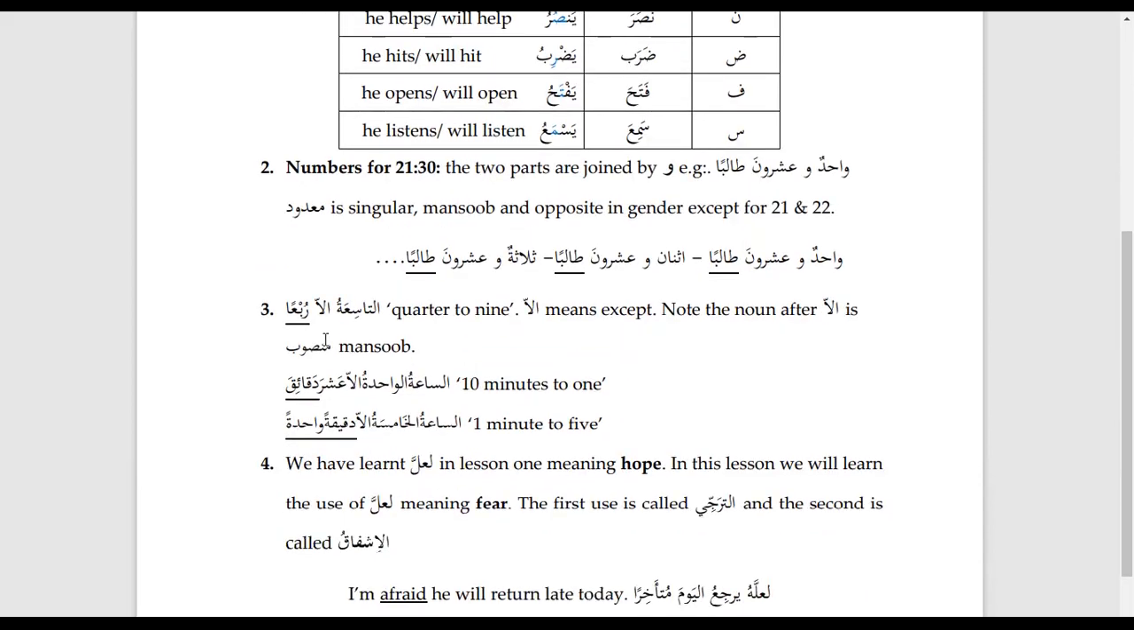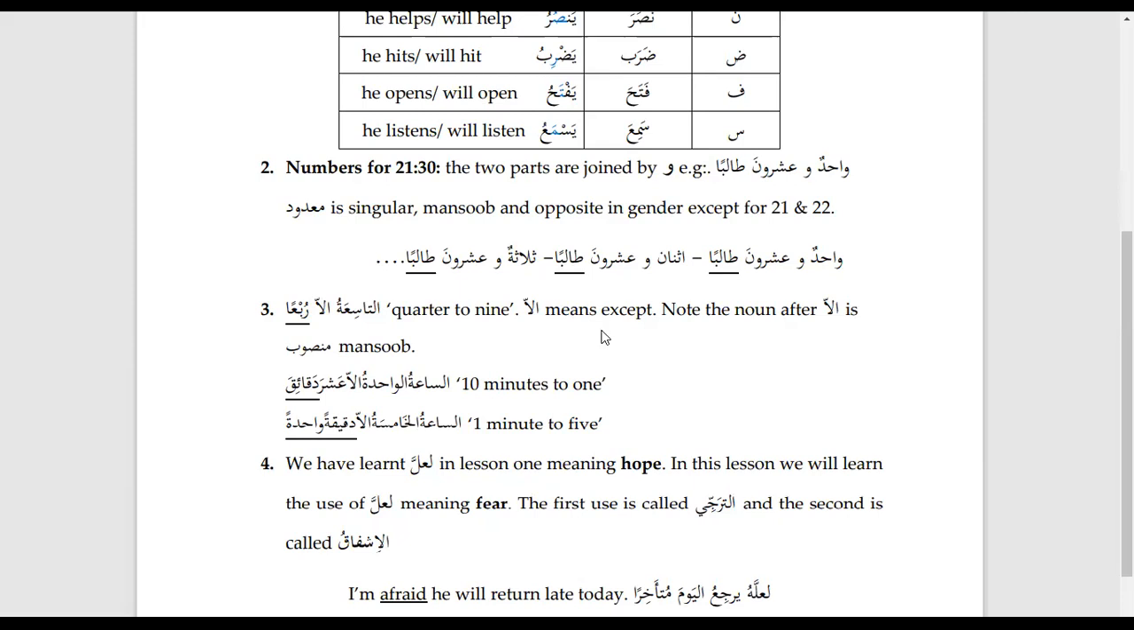Okay, when we want to say 8:45, like we say 15 minutes to 5 o'clock or 4:45. Similarly, when you are telling someone the time, you say 10 minutes to 5 o'clock, or 5 minutes to 5 o'clock. Normally we don't say 5:50, we say 10 minutes to 5 o'clock. So if you want to say 8:45, we will say التاسعة إلا ربعا. التاسعة إلا ربعا means 8:45.